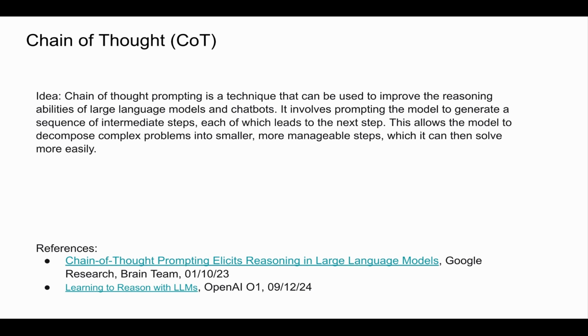The idea is that chain of thought prompting can be used to improve the reasoning abilities of LLMs. It involves prompting the model to generate a sequence of intermediate steps, each of which leads to the next step. This allows the model to decompose a complex problem into smaller, more manageable steps, so it can solve it more easily and with more reasoning. I'm going to give you some examples later.